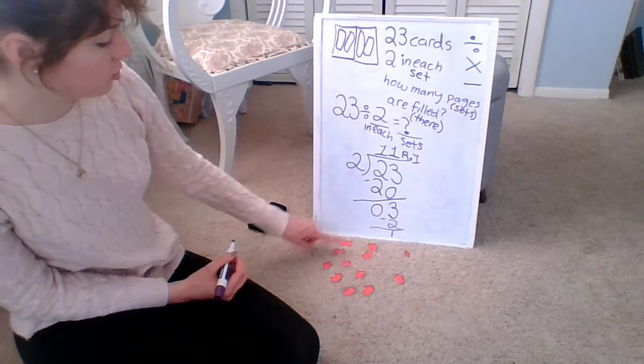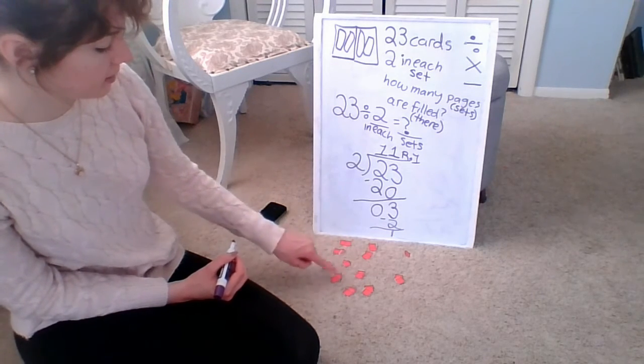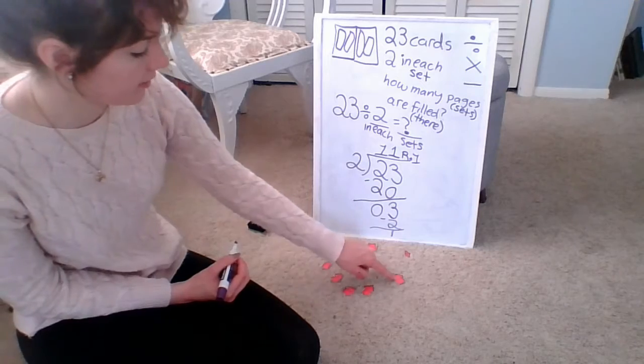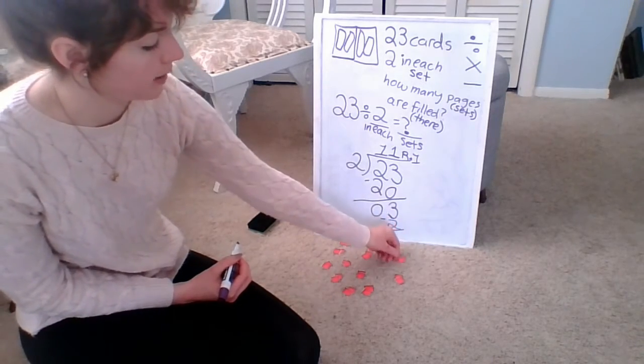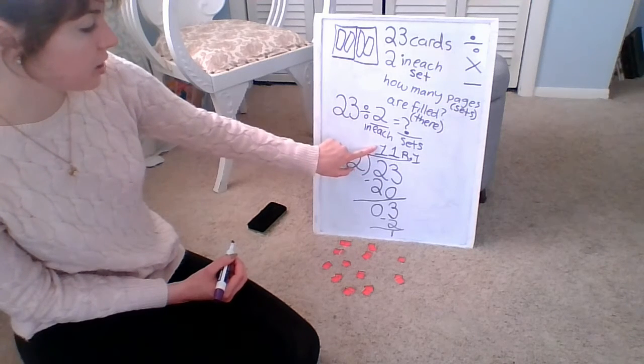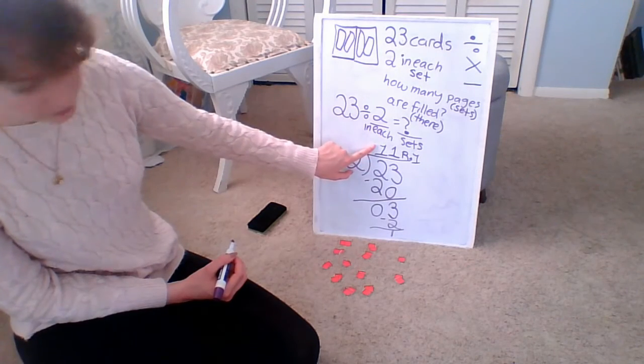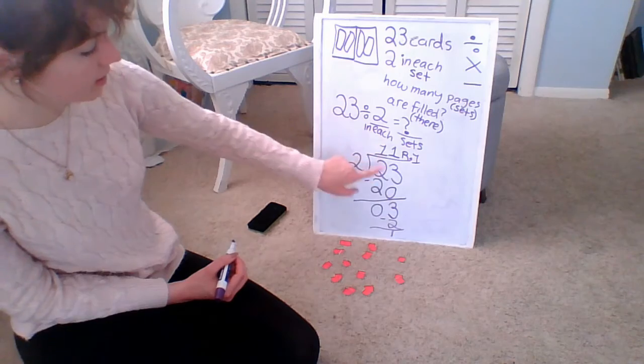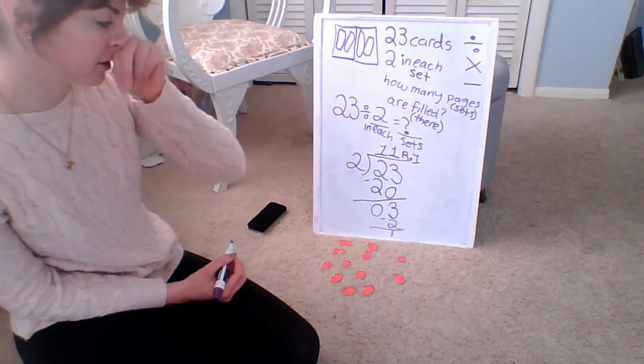1 page, 2 page, 3 page, 4 page, 5 page, 6 page, 7 page, 8 page, 9 page, 10 page, 11 page, and then this is not a full page because it only has one card on it. So Josh is able to fill up 11 pages, and then he has one page that only has one card on it.